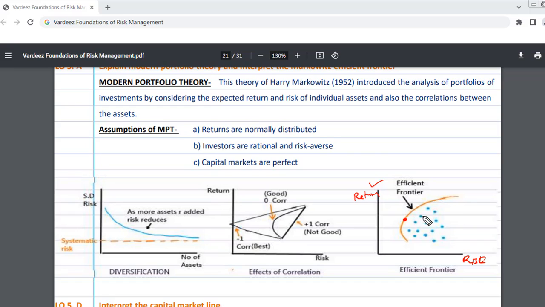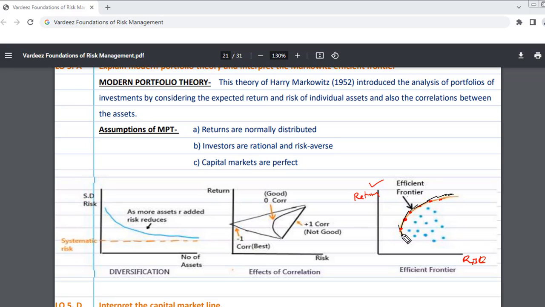Then for this and this, if the correlation is 0 or less than positive 1, I can make up a portfolio here. So on and so forth, I can create these portfolios. I can create all these different portfolios by looking at the correlation, and this line that I will make, I will call the efficient frontier.